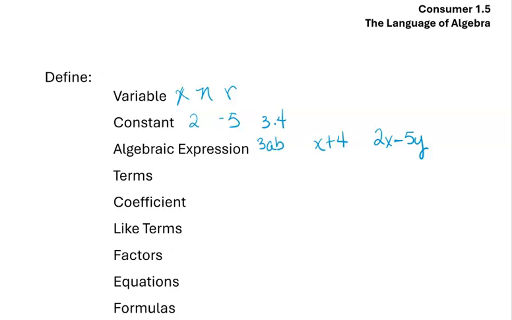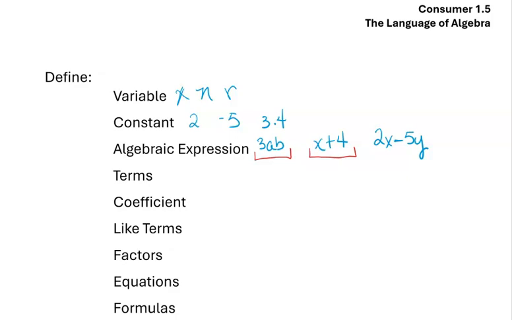A term can be a number, a variable, or the product of a number and variable, or the quotient of a number and variable. So up here, this first expression, 3ab, has one term because it's the product of three different factors, 3 times a times b. And then this expression here, x plus 4, has two terms. It has the term x, which is a variable, and the term 4, which is a constant.